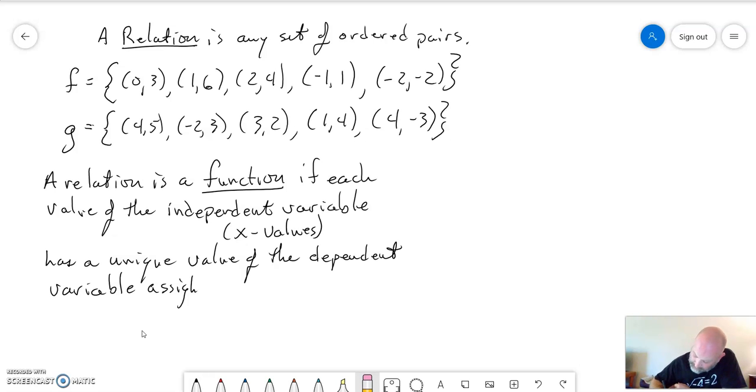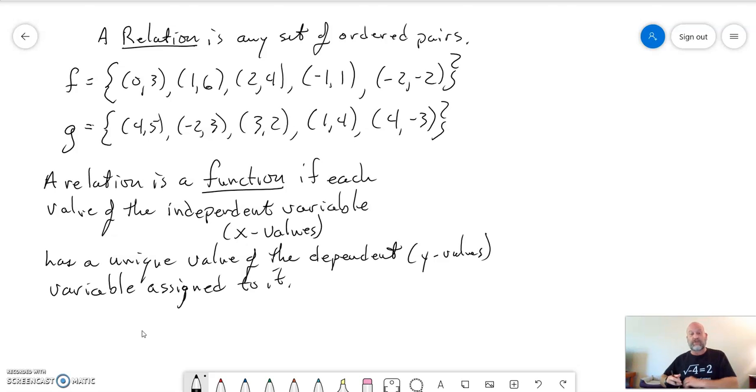Now, the dependent variable would be your y values, right? So those are your output values. So basically what that's saying in English, so to speak, is that when you plug something in, when you pick an x value, there can only be one y value that's associated with it.